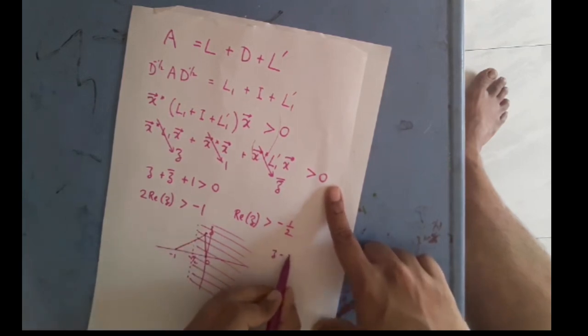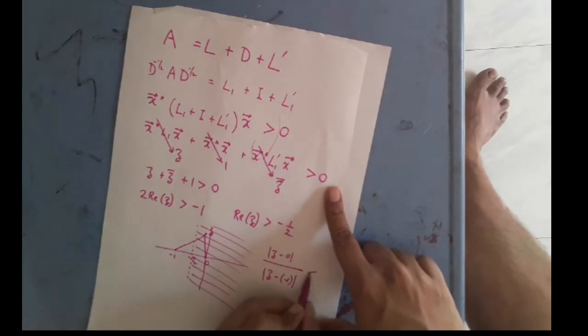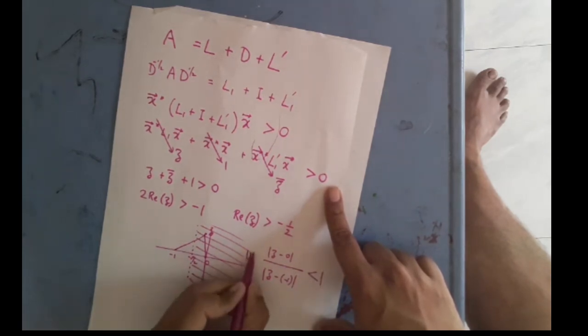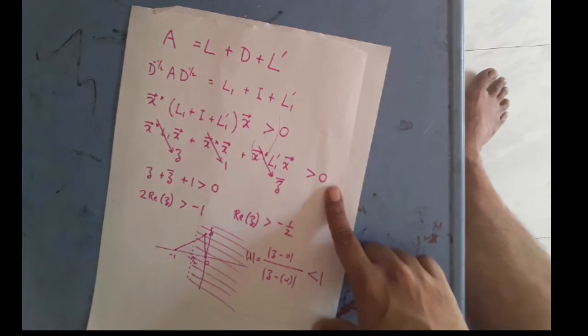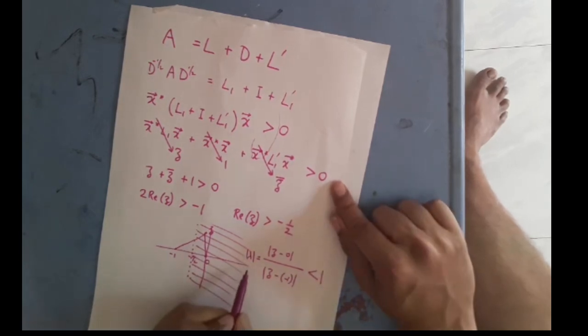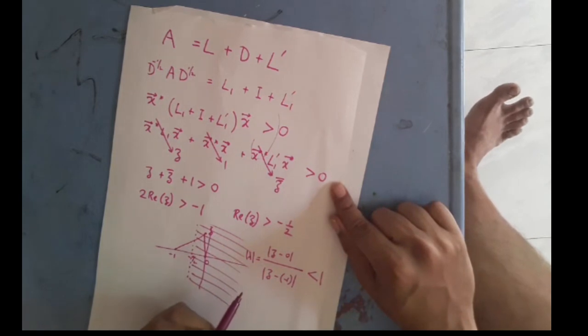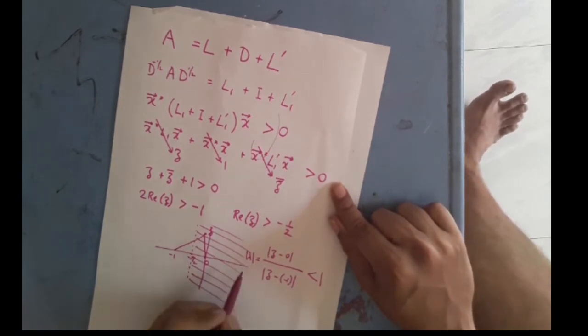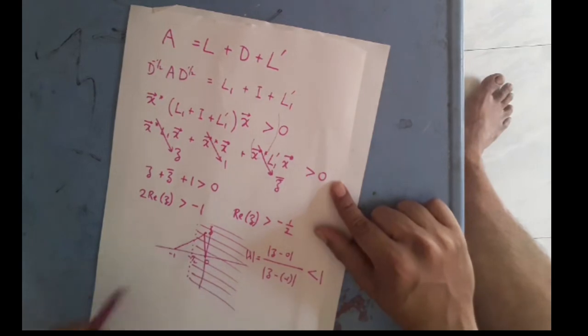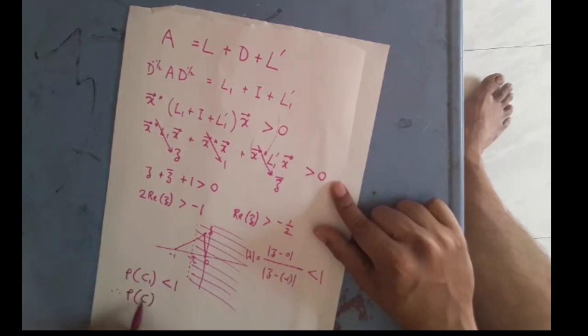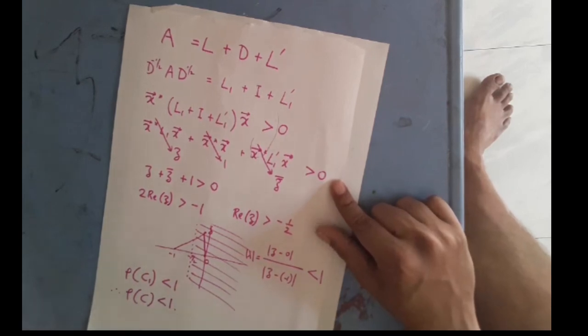In other words, this must be less than this. So if you take the ratio, it must be less than 1, and that was precisely the absolute value of lambda. So we have shown that for any eigenvalue of C1, we must have mod lambda less than 1. So the spectral radius of C1 must be less than 1. Therefore, the spectral radius of C must also be less than 1, completing the proof.